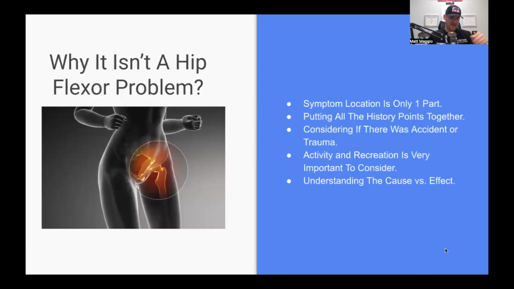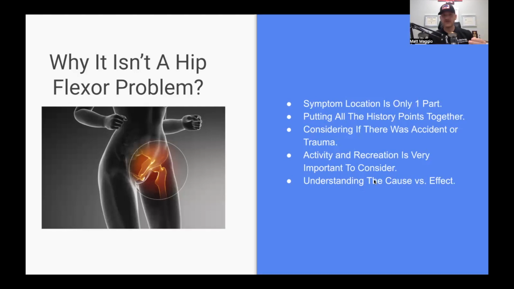So before I get into that, why it isn't a hip flexor problem. A lot of times when people come in and they're like, hey, I get some pinching in the front part of my hip, when I'm squatting or I'm doing some yoga pose, and everyone's like, oh, it must just be a hip flexor strain or a hip flexor problem. The thing here, though, is the symptom location is only one part of the entire history. So a lot of providers, they just get in there and they're like, oh, it hurts there. Let's get in there and check it out.